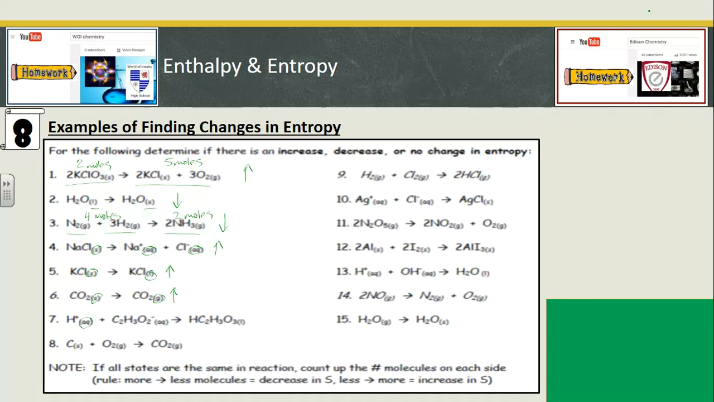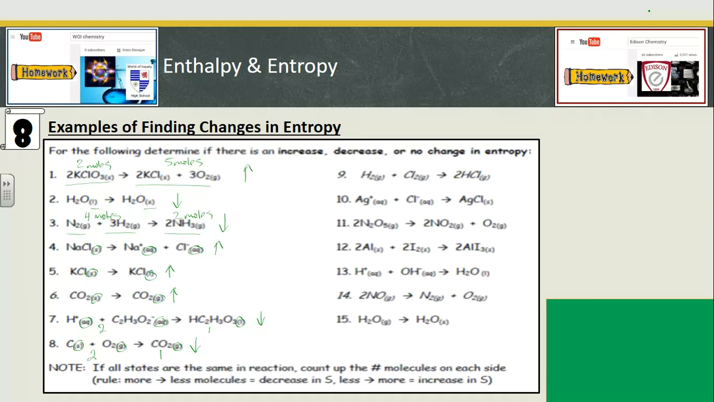These aqueous ions are reacting to become a liquid. Two things become one. That's a decrease in entropy. A solid and a gas make a gas. Two reactants, one product. That's a decrease in entropy.